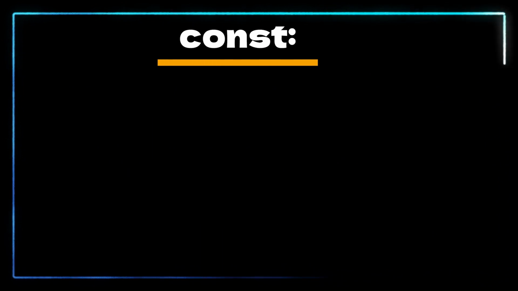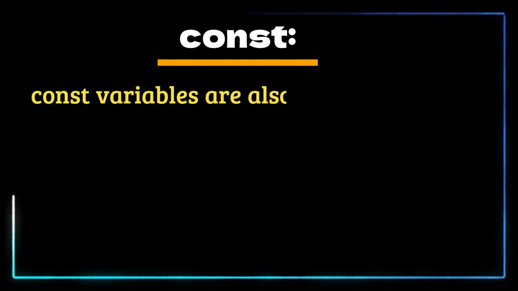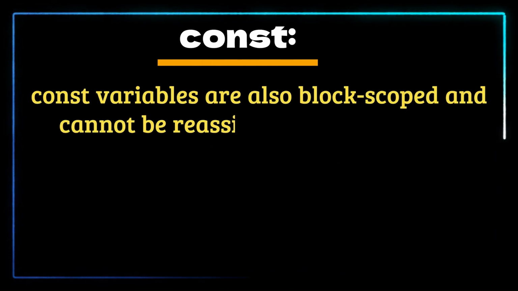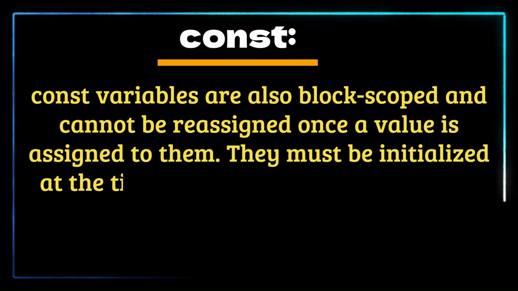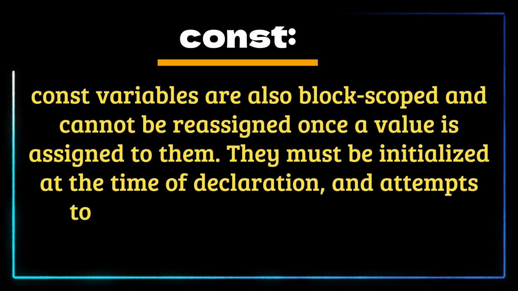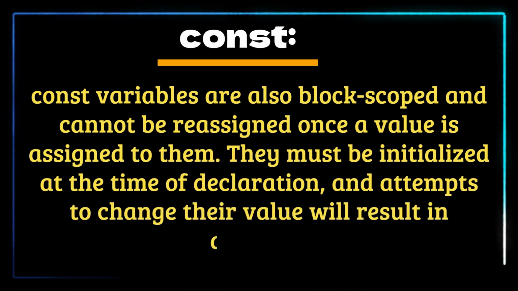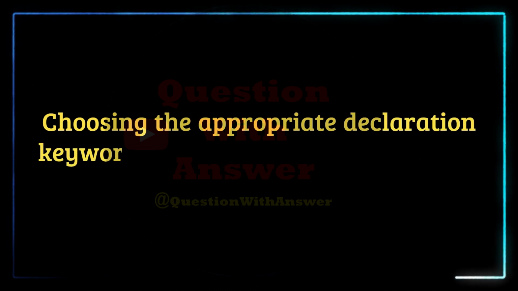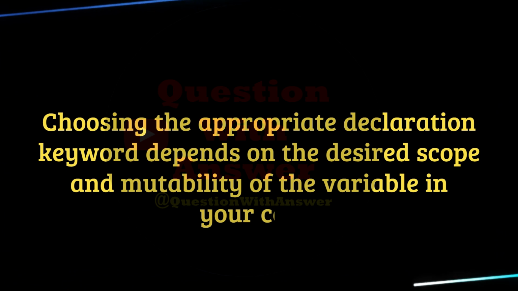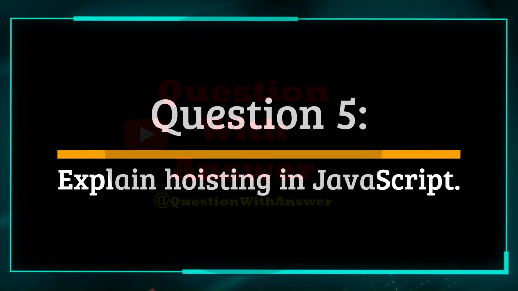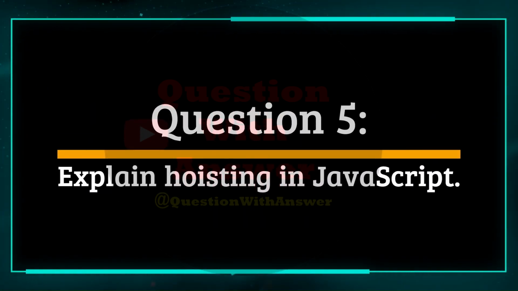Const. Const variables are also block-scoped and cannot be reassigned once a value is assigned to them. They must be initialized at the time of declaration, and attempts to change their value will result in an error. Choosing the appropriate declaration keyword depends on the desired scope and mutability of the variable in your code.